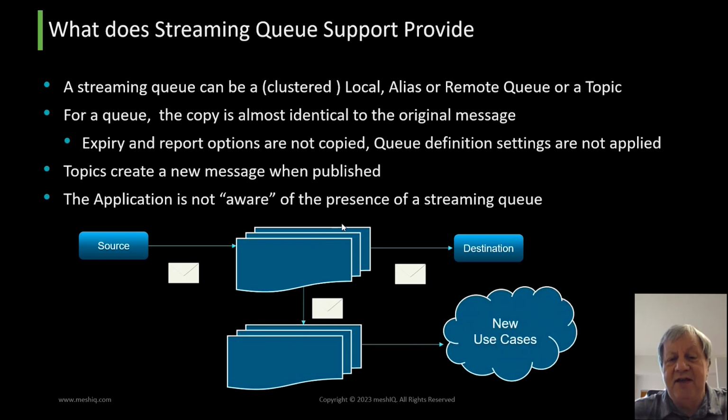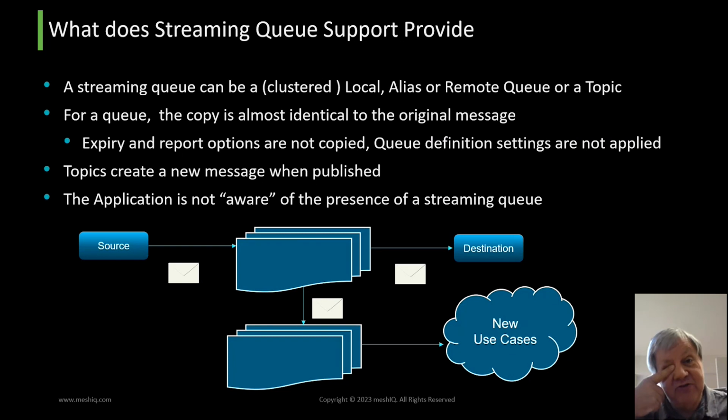And that's where streaming queues come in. So a streaming queue is basically a copy, right? It allows you to make a copy, as the picture sort of shows at the bottom. Instead of the message coming in and only going to one place, we basically take a copy of it and we send it to a new queue, right? So we stream that queue over to a new queue. And that queue could be a local queue. It could be an alias. It could also be a remote queue or a topic, right?